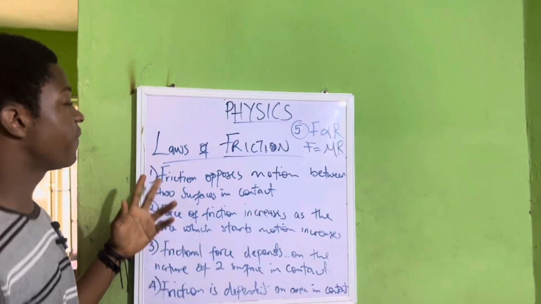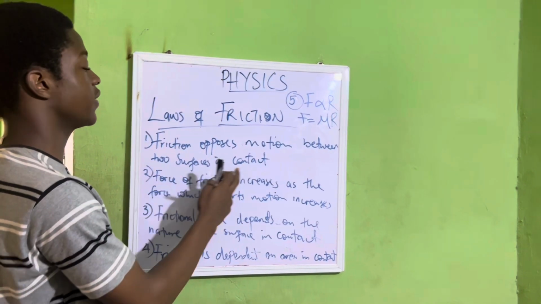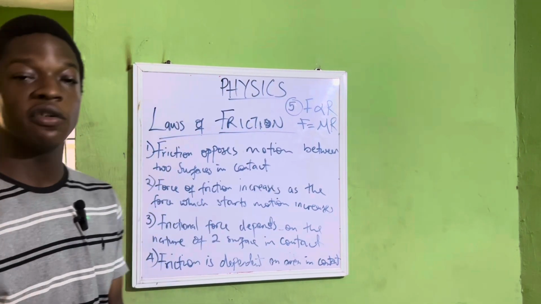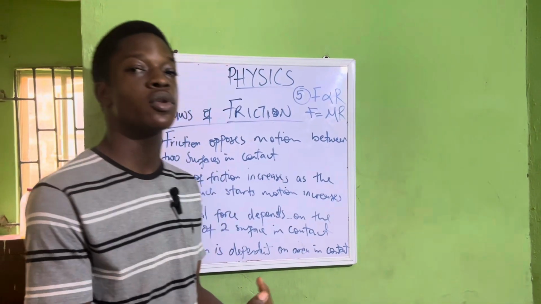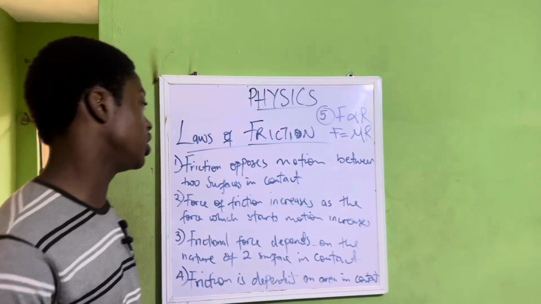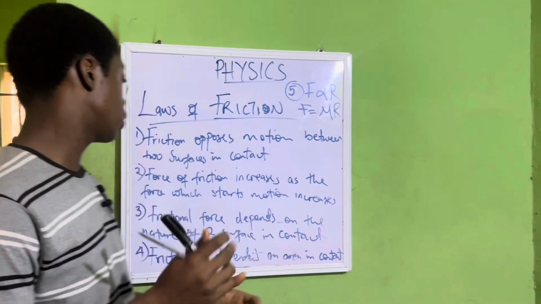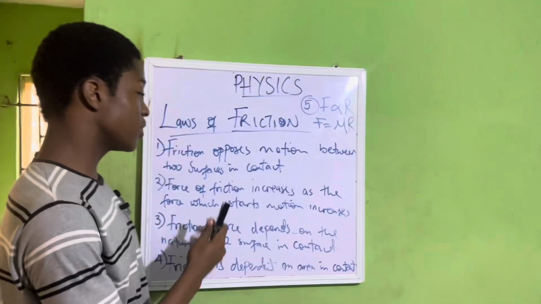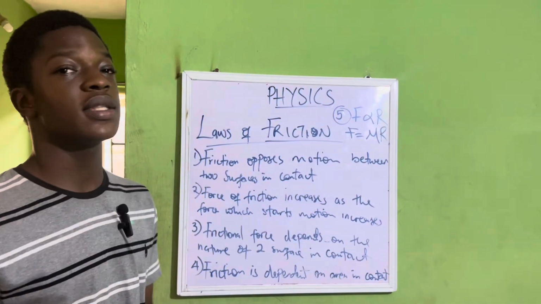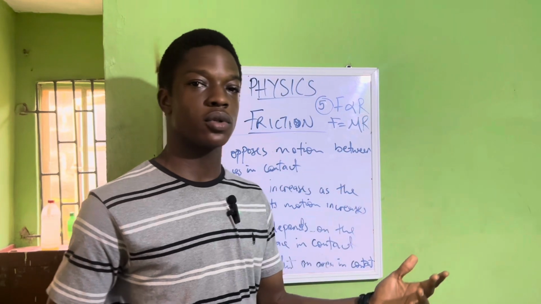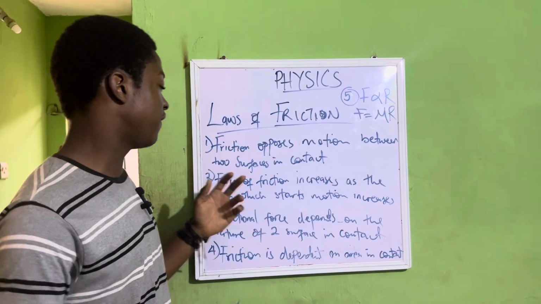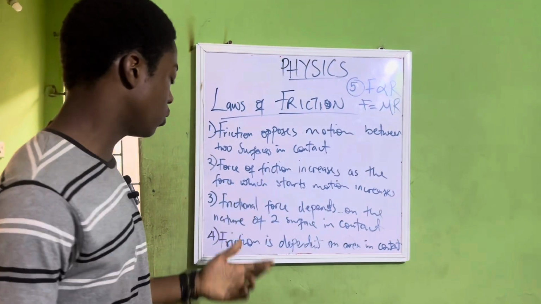So the first one, friction opposes motion between two surfaces in contact. If you have the wheel of a car on the road, the frictional force opposes the motion between the wheel of the car and the surface of the road. That's just it, within the two surfaces in contact. The second one is that force of friction increases as the force which starts motion increases. So as the applied force, the force that is tending to cause the motion, increases, the frictional force also increases. That's what this second law is trying to tell us.